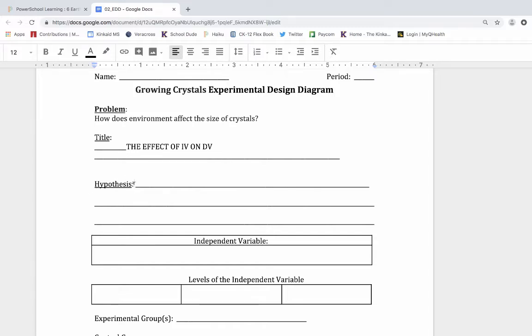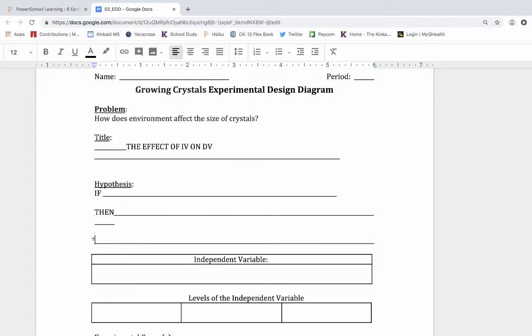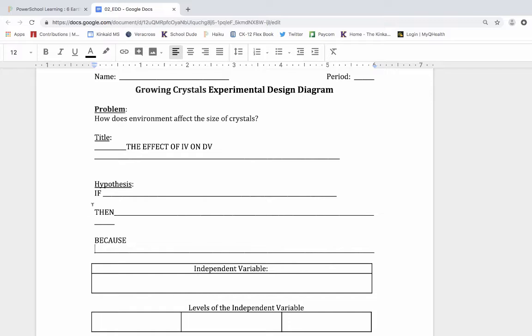For our hypothesis, it needs to be written in the format of if, then, because. So what you are going to do is write if the jar is placed in the blank. So whichever place you're thinking of putting your jar, for instance, the incubator, the countertop, the cabinet, the freezer, the fridge, and the windowsill, you're going to say that exact spot. So if a jar is placed in the windowsill, then it will grow the largest crystal because, and this is where you have to have a reasoning that's backed up by the articles you researched.